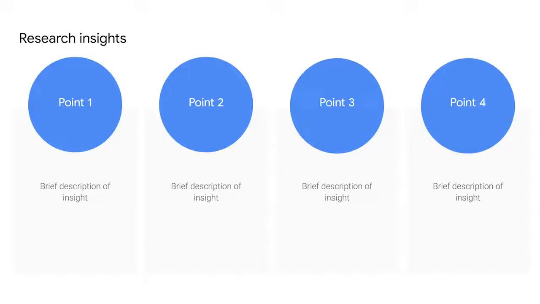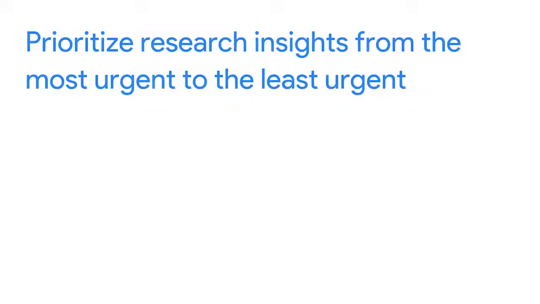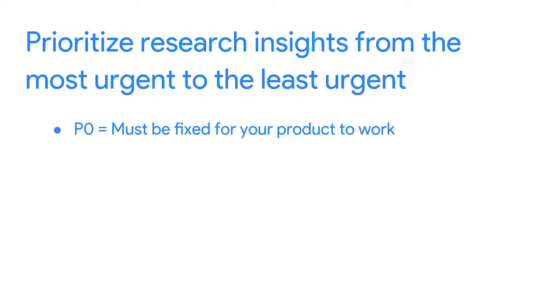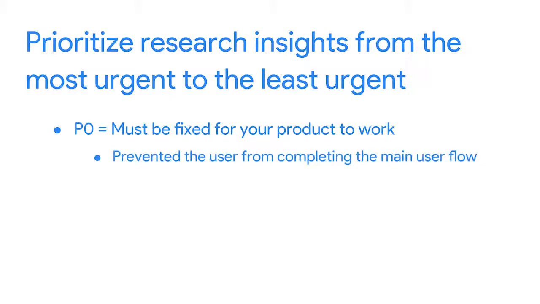It's helpful to prioritize your research insights from the most urgent to the least urgent. You'll likely do this prioritization with project stakeholders like a fellow designer, the product manager, or an engineering lead. There are a few insights that should be considered a priority 0 or P0, which means they must be fixed for your product to work. For example, were there any parts of the design that prevented the user from completing the main user flow? Imagine if users weren't able to book a dog walker in our dog walking app. That's definitely something we'd want to fix and would be considered a P0 issue.